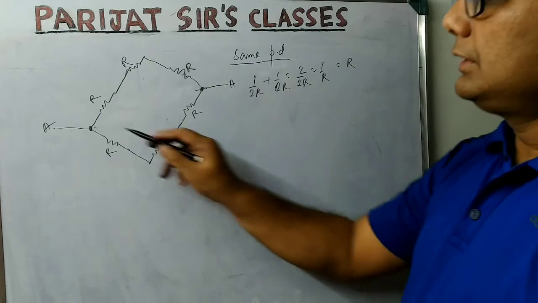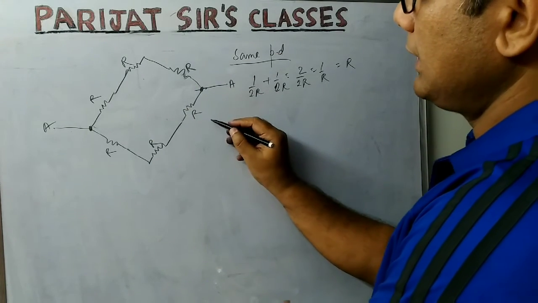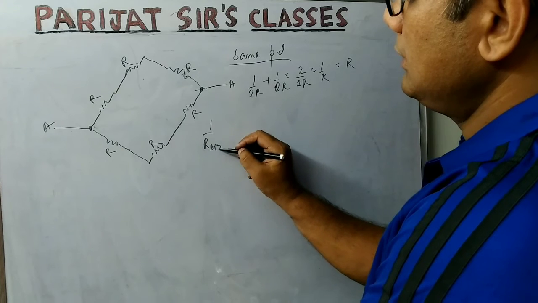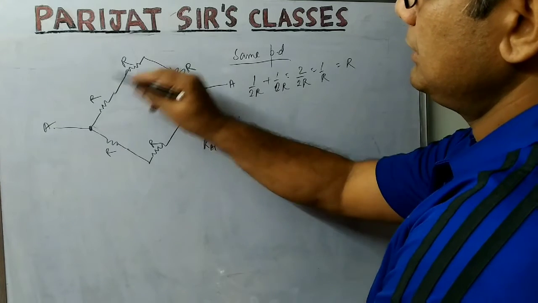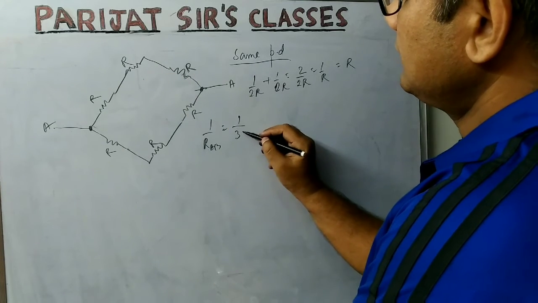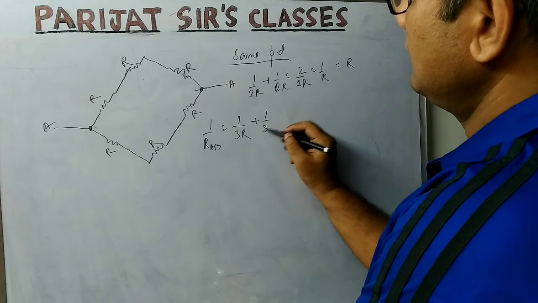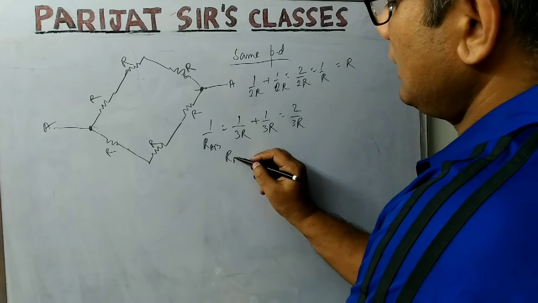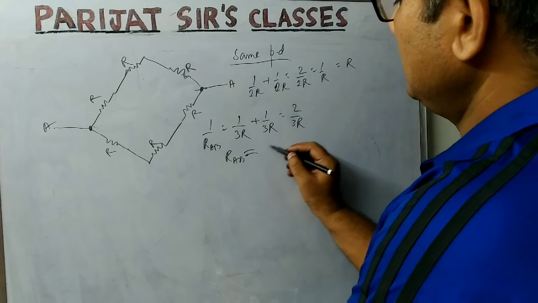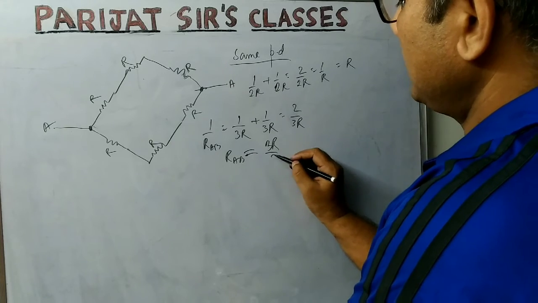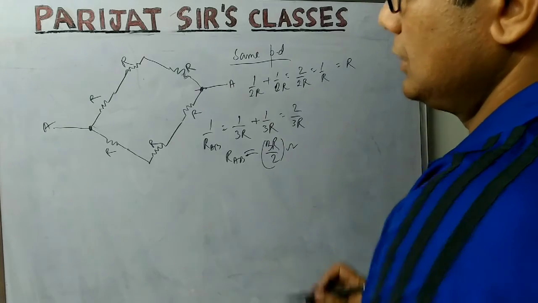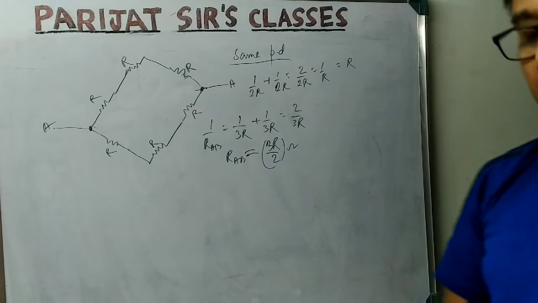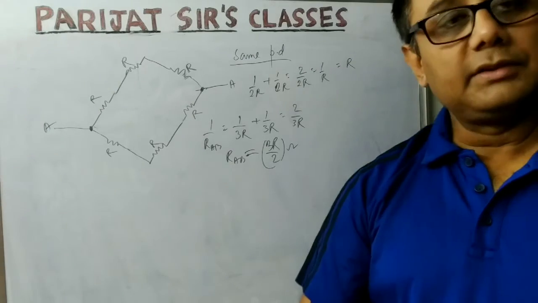So these 3 are in series and these 3 are in series. So I can write 1 by RAB will be 1 by 3R plus 1 by 3R. So it's 2 by 3R. So RAB will be 3R by 2 ohms. This is the equivalent resistance between A and B. This is how we solve these sums.